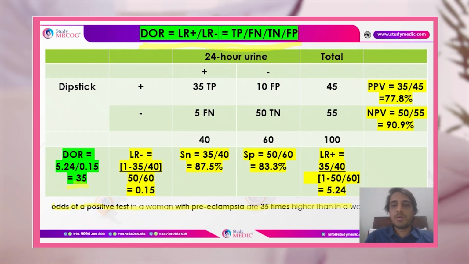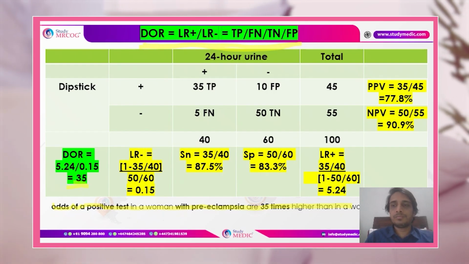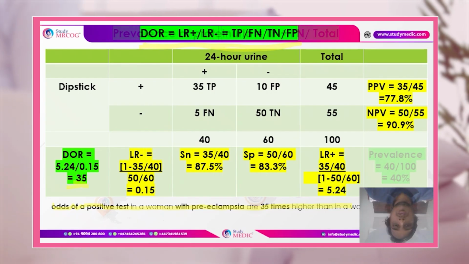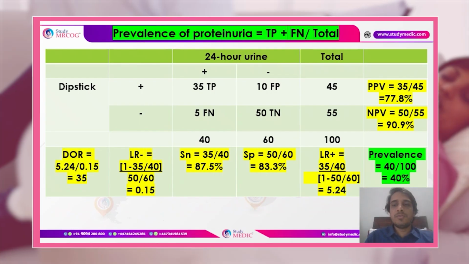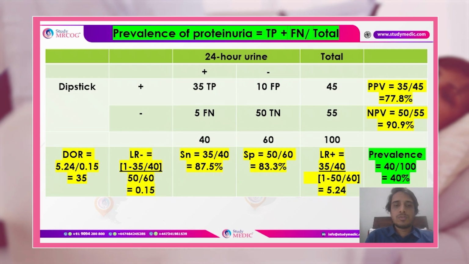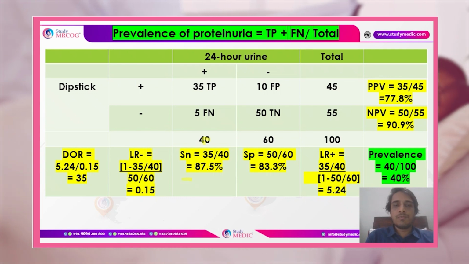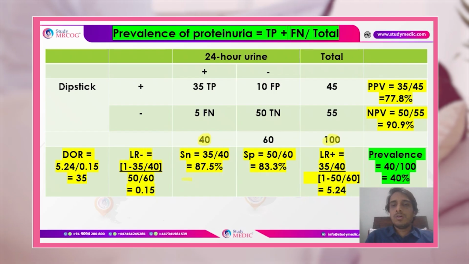It gives the overall accuracy. Now, what is the prevalence of proteinuria here? Prevalence is those with the disease, that is around 40 divided by 100. So 40% is the prevalence.